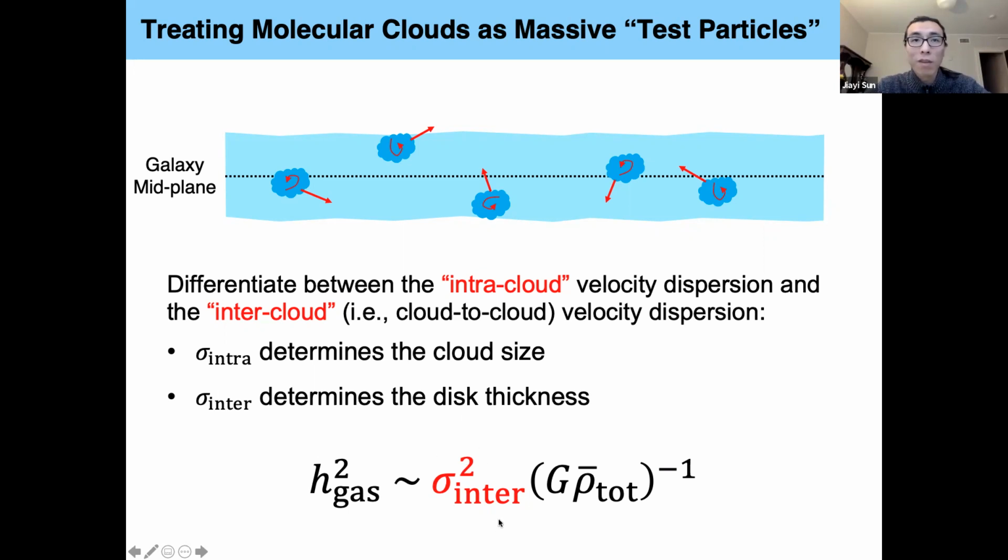This is something that we could not do previously with low resolution observations because we were not able to resolve individual molecular clouds. But now with the PHANGS CO data, we can finally do this and we can test this idea.